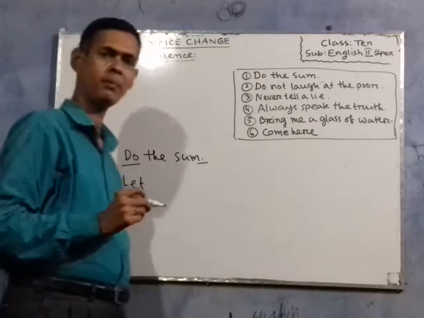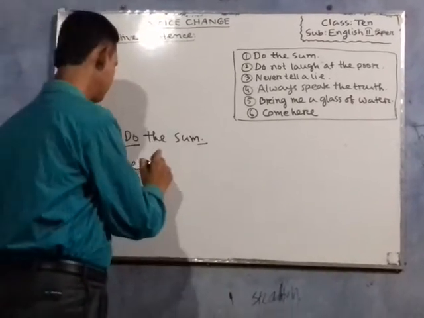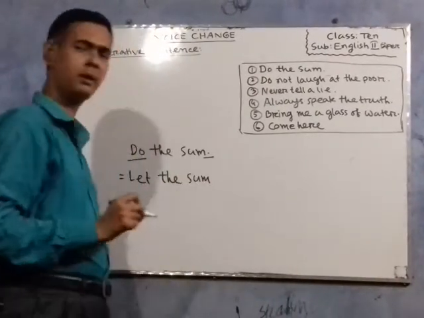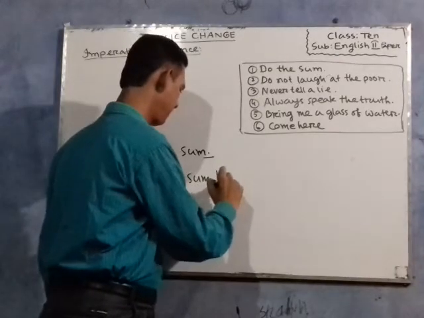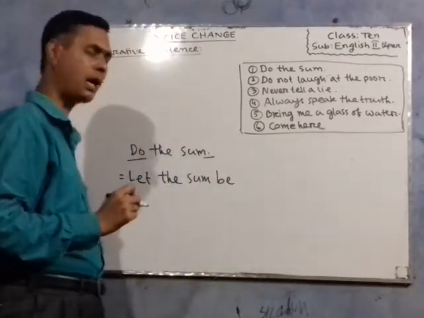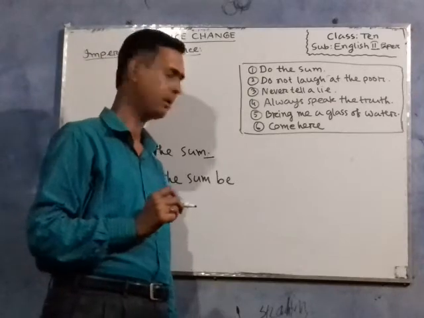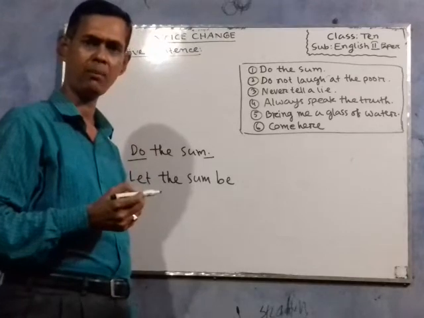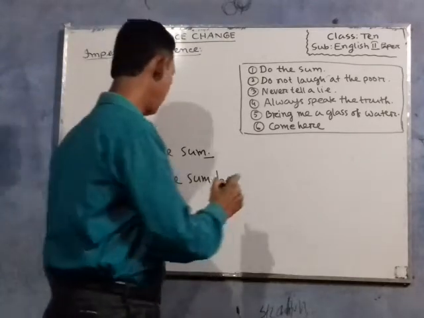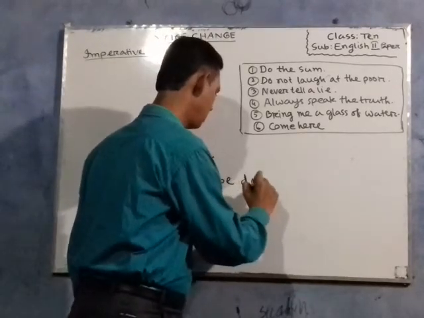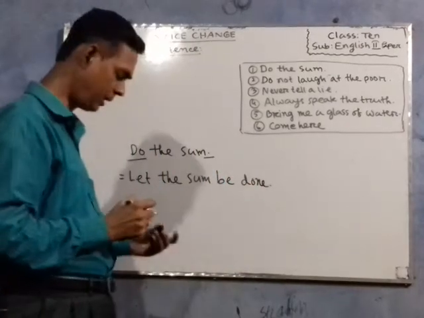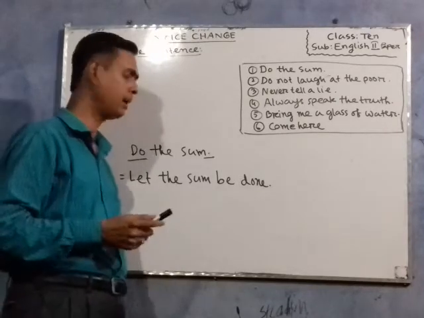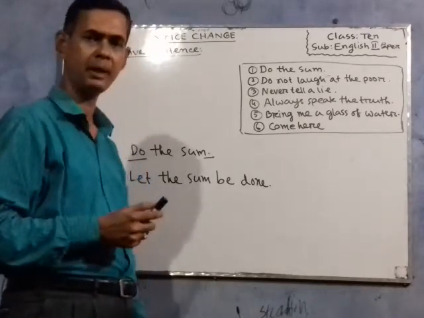Then you have to write the object. Let the sum. Then you have to write be. Then you have to write the third form of the principal verb. Do: the principal verb. The third form of do is done. Understand, everybody? Yes, students. So the sentence stands as: Let the sum be done.